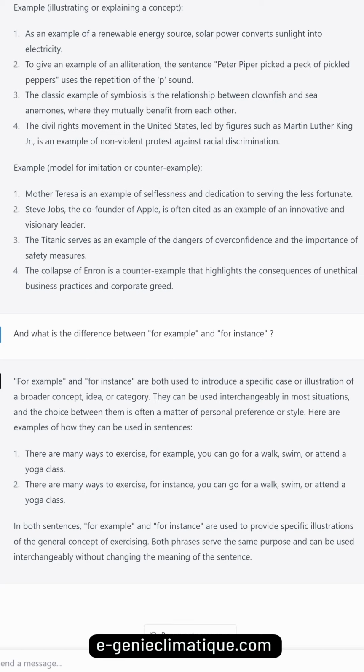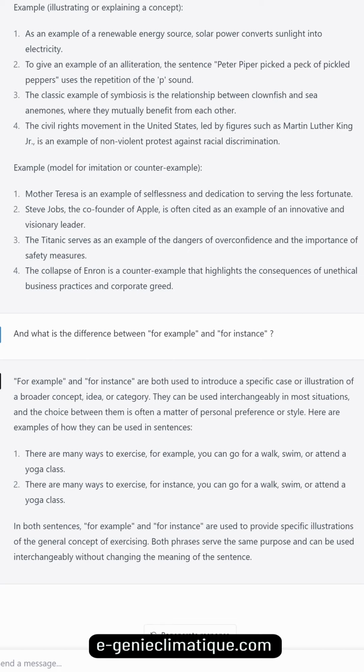"For example" and "for instance" are both used to introduce a specific case or illustration of a broader concept, idea, or category. They can be used interchangeably in most situations, and the choice between them is often a matter of personal preference or style. Here are examples of how they can be used in sentences.